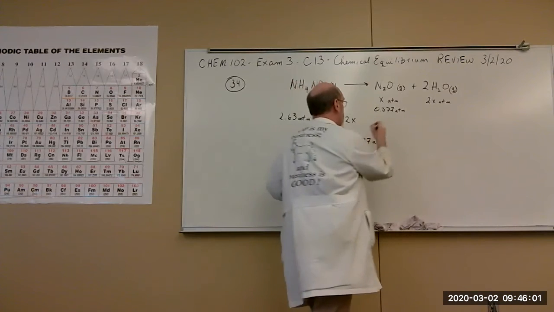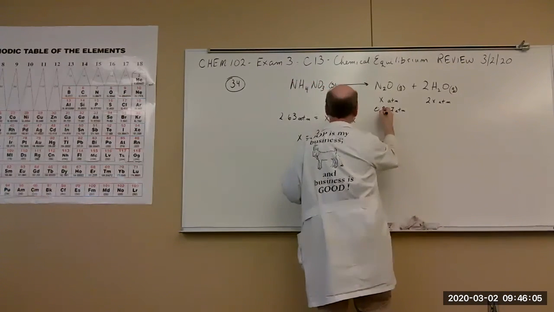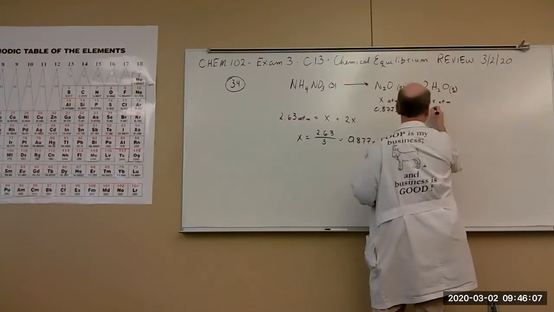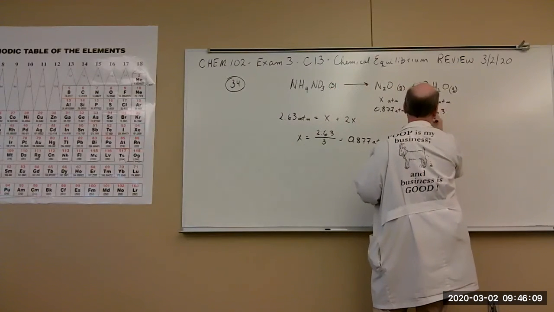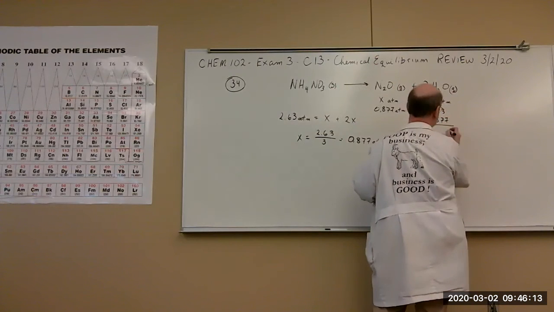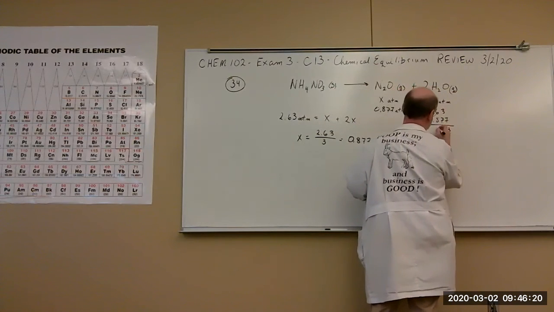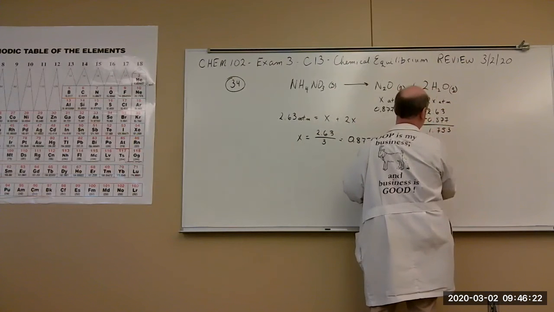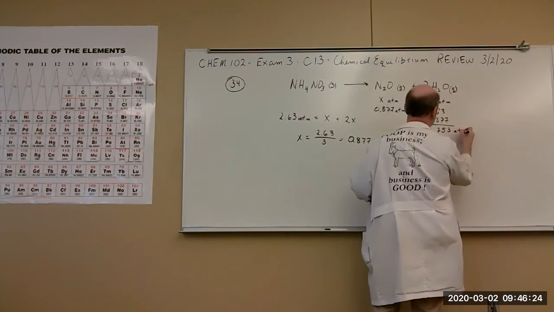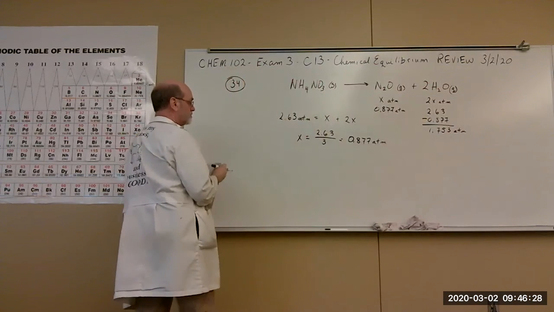Okay, so if this is the pressure of that gas, and the total is 2.63, the pressure of this one is 2.63 minus 0.877, which is 1.753. Okay, now we've got our equilibrium situation.